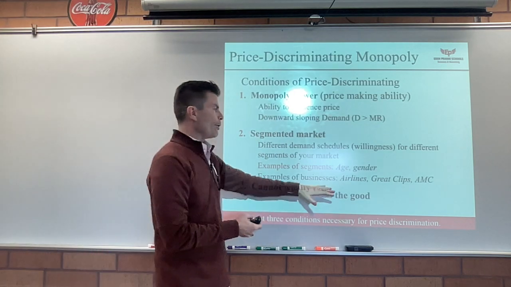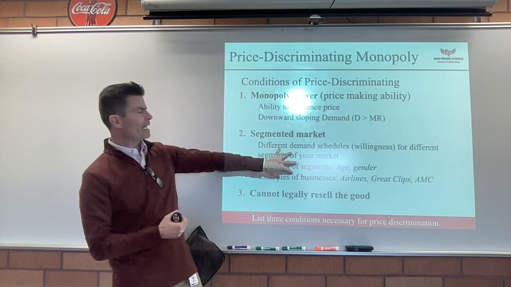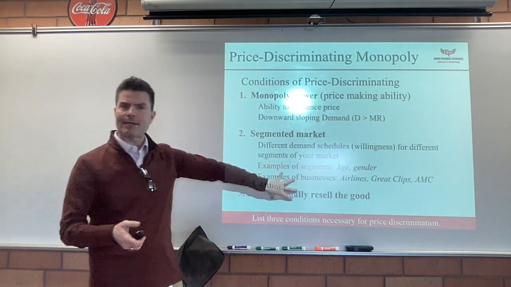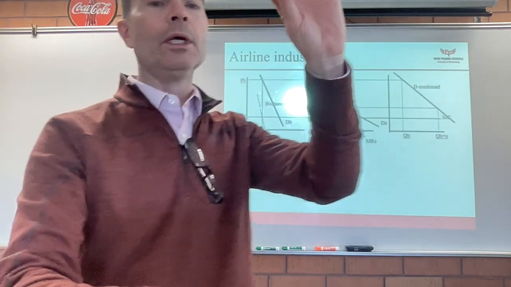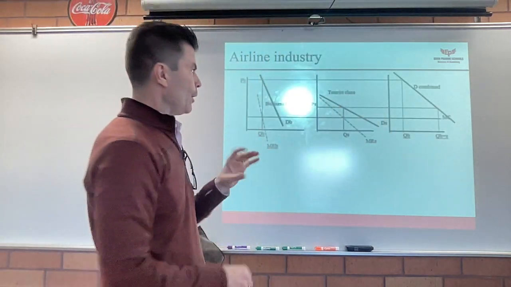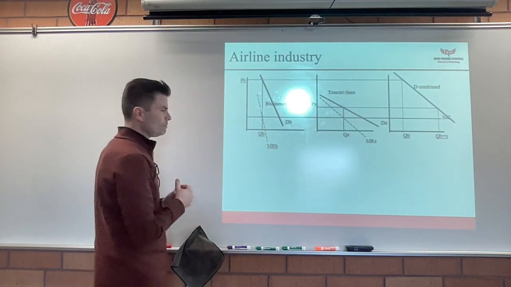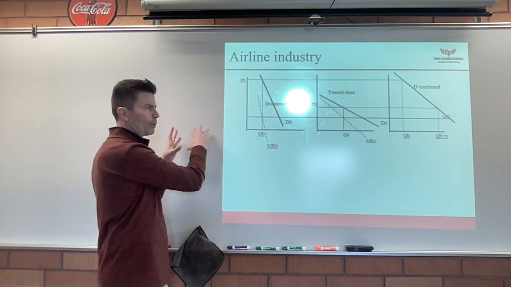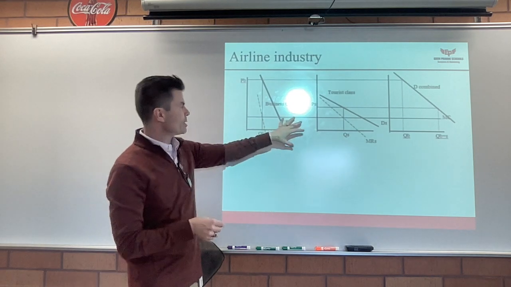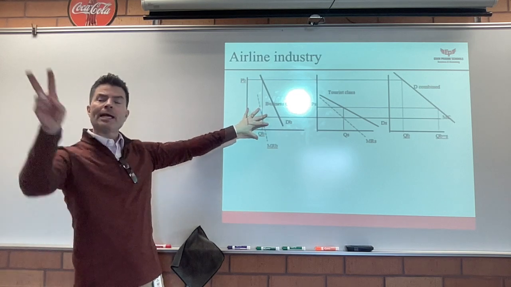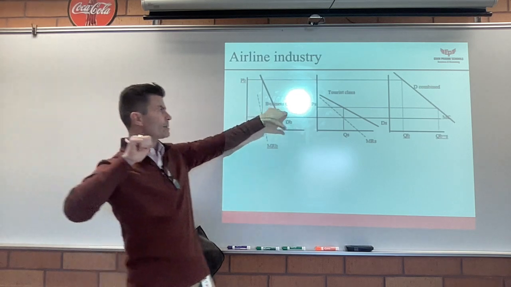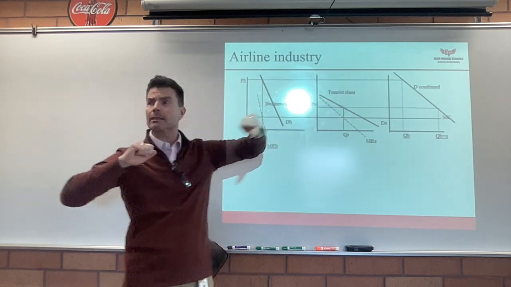Right? And so the thought is that when you look at this, each segment would have a different looking demand curve. You have to have those three conditions in order to abide by it. Now I'm not going to have you draw these. I'm going to develop one and we're going to draw that together. What I want you to see from this is that this would be the airline industry. The airline industry has two segments: business class and the vacation or tourist class.